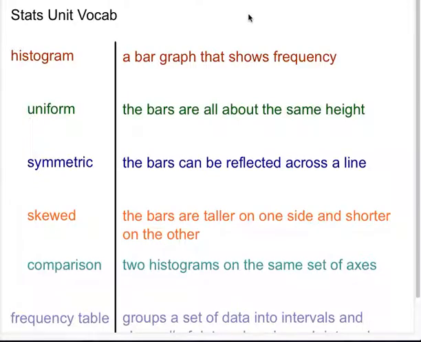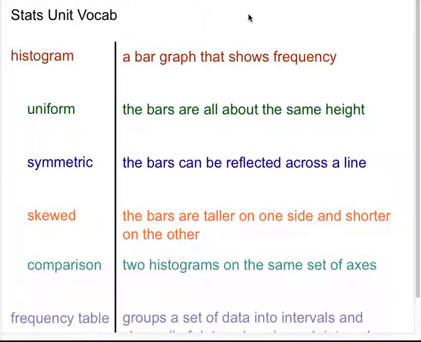So in this lesson, we're going to learn how to analyze and create histograms. And a histogram is a bar graph that shows frequency. Remember, frequency is how frequently or how often a data value occurs. There are three different types of histograms.